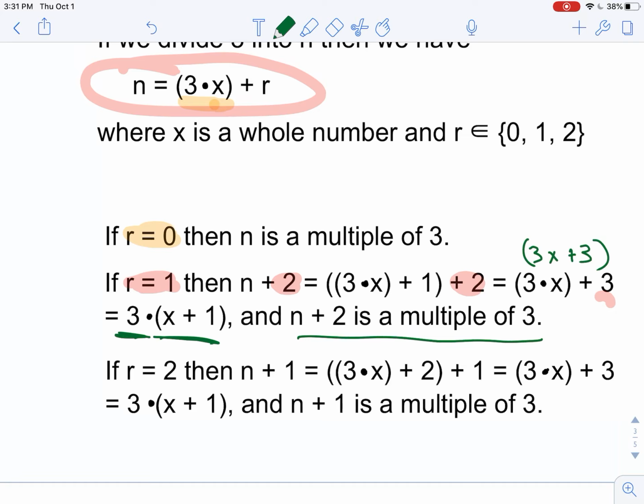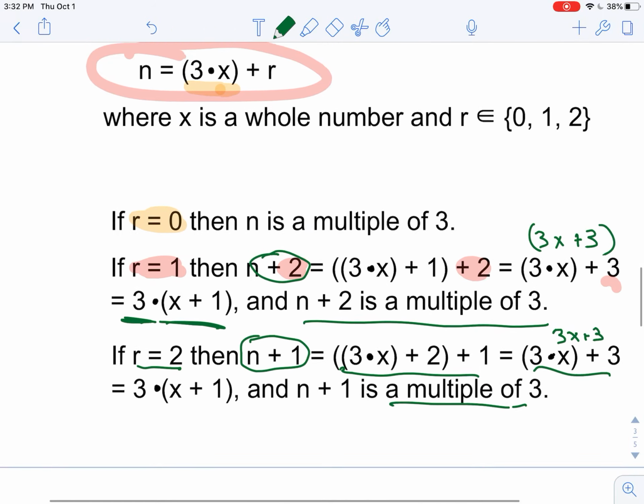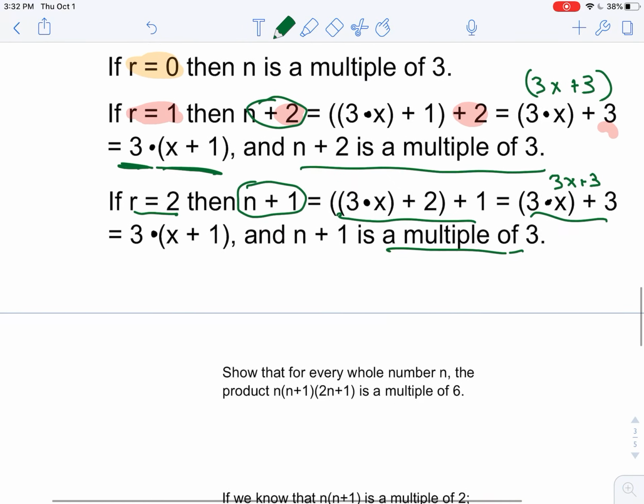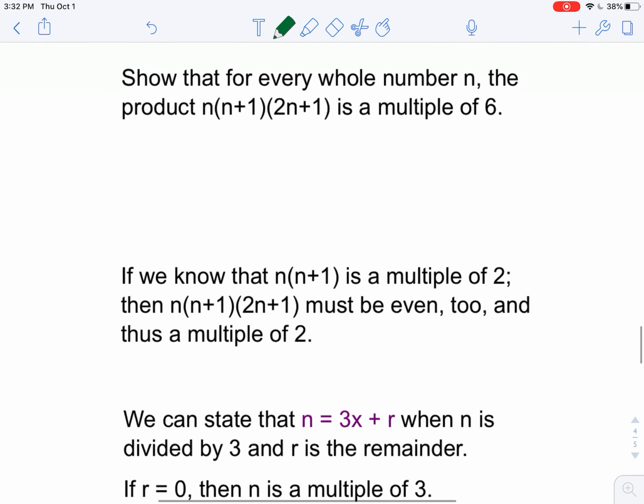When the remainder is 2, it's a similar thing. When the r is 2, then the n plus 1 factor can be shown to be a multiple of 3 using this technique. Again, I'm just factoring and regrouping. So yeah, when the remainder is 1, then n plus 2 is going to be the multiple of 3. When r is 2, n plus 1 will be the multiple of 3. So yes, one of these 3 expressions has to be a multiple of 3. Therefore, when you multiply by any other 2 numbers, you have a multiple of 3, definitionally speaking.